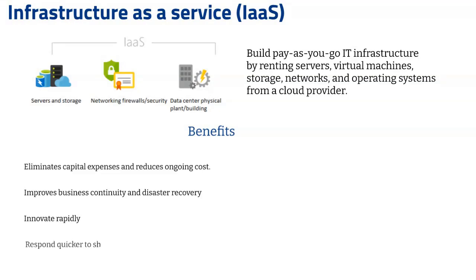4. It responds quicker to shifting business conditions. Infrastructure as a service enables you to quickly scale up resources to accommodate spikes in demand for your application during the holiday, for example. Then scale resources back down again when activity decreases to save money. 5. It helps you to focus on your core business. Infrastructure as a service frees up your team to focus on your organization's core business rather than on IT infrastructure.